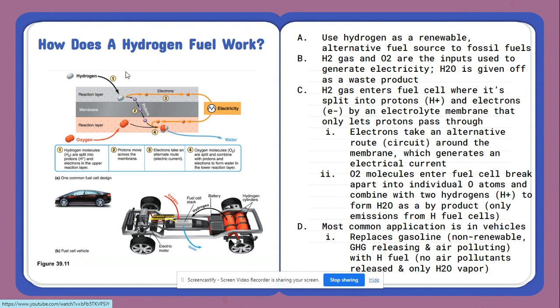Those oxygen atoms are then going to combine with the protons from our hydrogen that passed through our electrolyte membrane to produce H2O, or water. Now, the most common application of hydrogen fuel cells would be using this to replace gasoline or crude oil that we tend to use to power our vehicles.